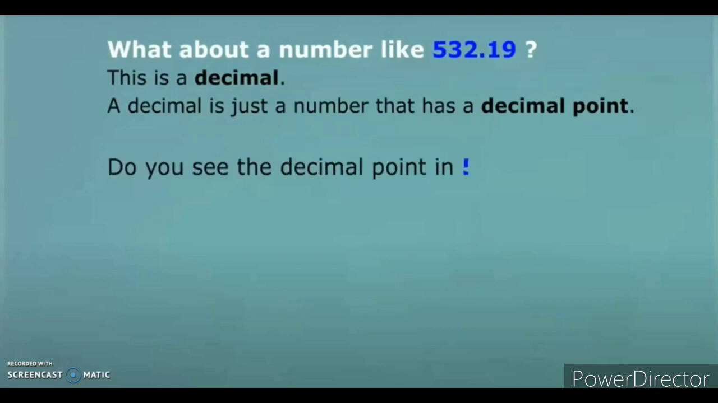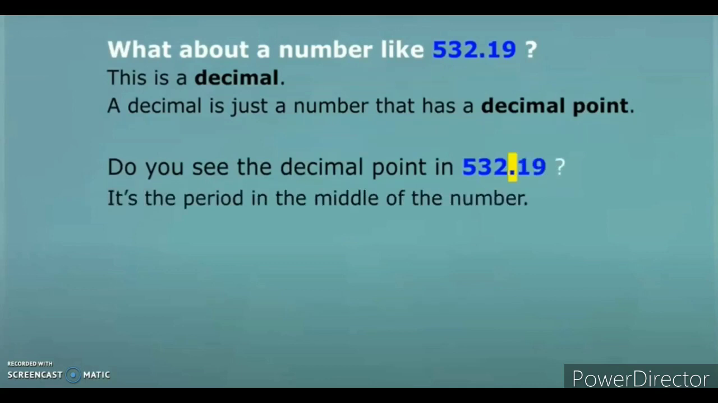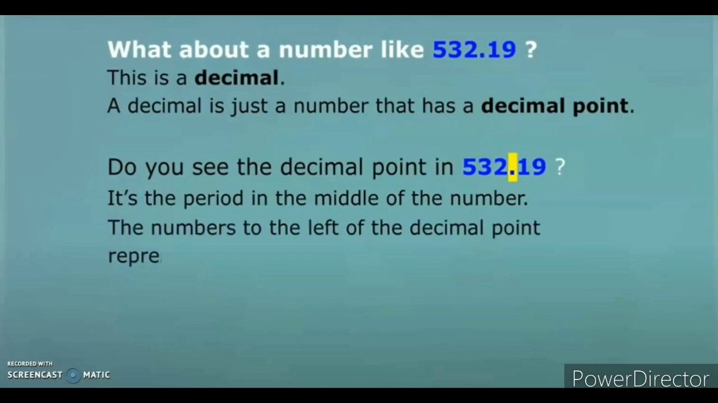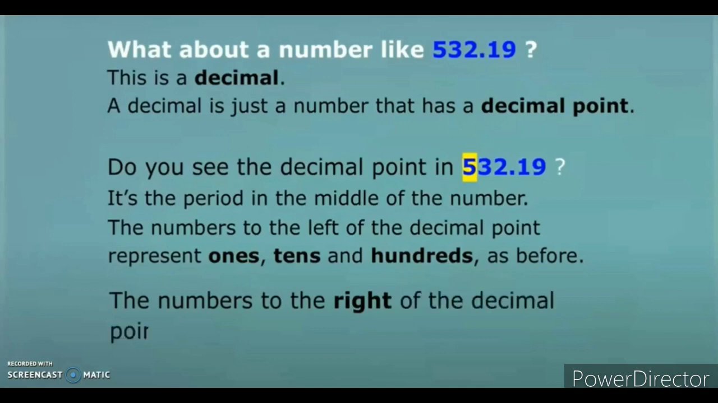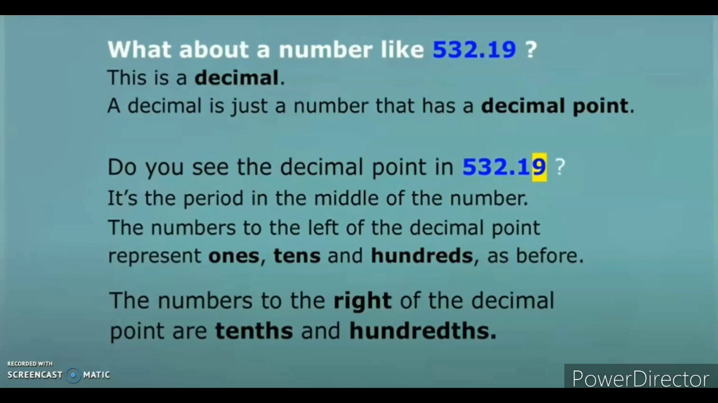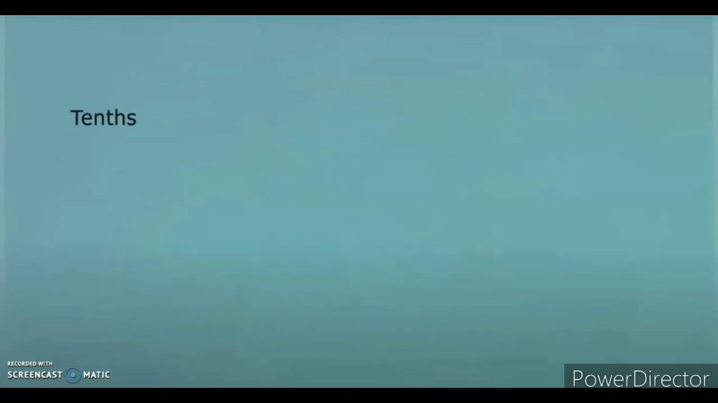Do you see the decimal point in 532.19? Yes, all can see. It's the period in the middle of the number. The numbers to the left of the decimal point represent ones, tens and hundreds as before. The numbers to the right of the decimal point are tenths and hundredths. So the tenths and hundredths are parts of 1.